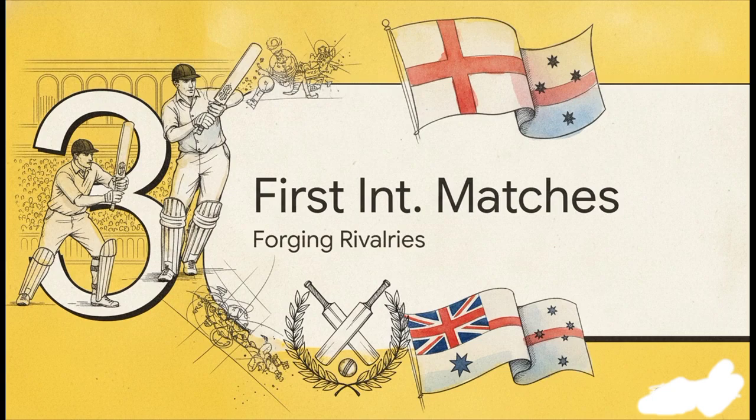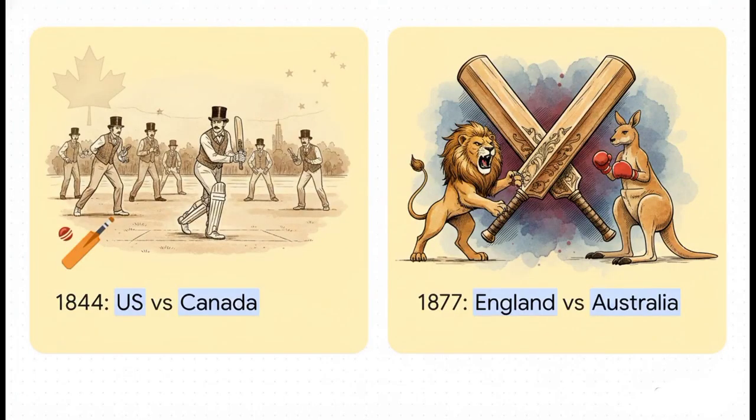Section 3. First official international matches. Forging rivalries. As the sport became entrenched globally, formalized international competition became an absolute inevitability. But surprisingly, the first official international contest did not take place in Europe or Asia. It happened in North America. In 1844, the United States played against Canada.